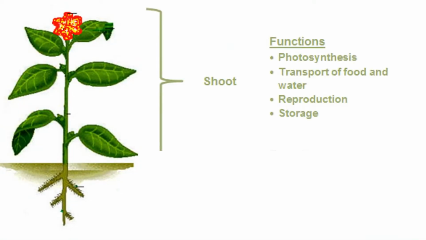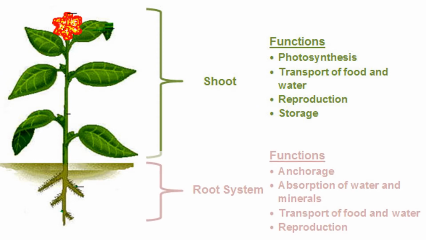Now, based on your junior high school and elementary science education, you might still remember that plants have two major organ systems. We have the root system and the shoot system. The shoot system is above the ground and includes organs such as leaves, stems, flowers, and fruits. The root system, on the other hand, is below the ground and includes the roots and modified stem structures, such as rhizomes and tubers. Each plant system has specialized functions.